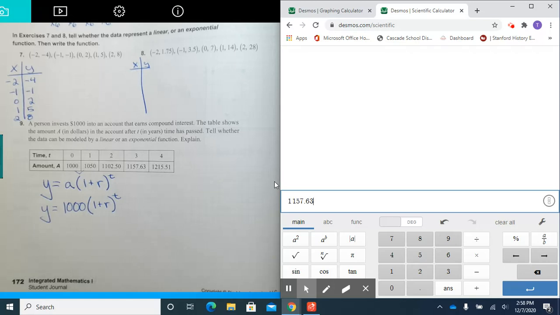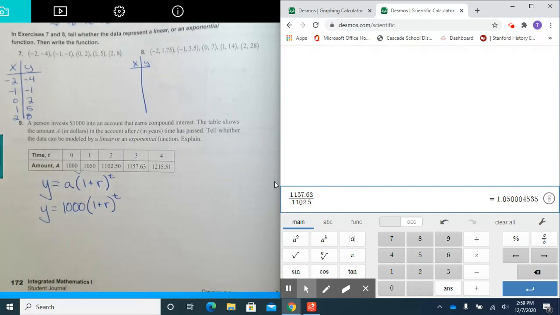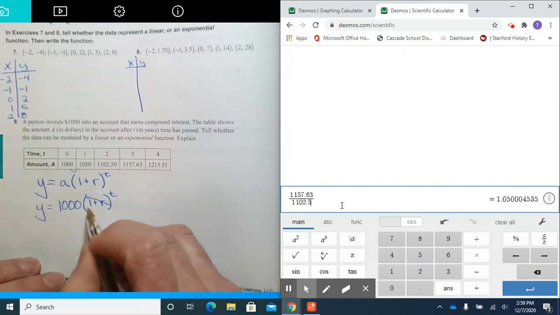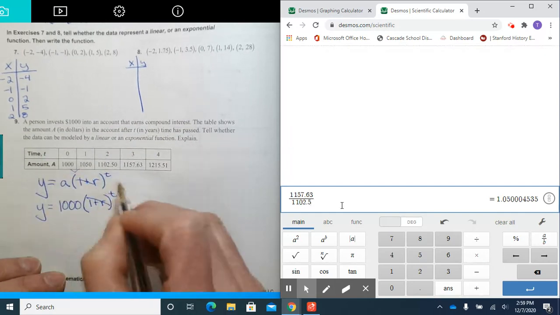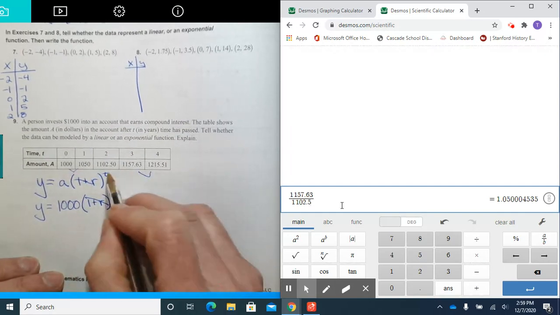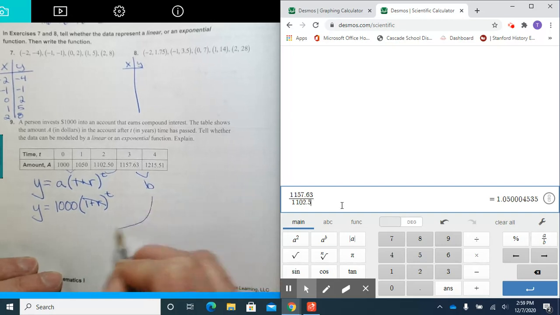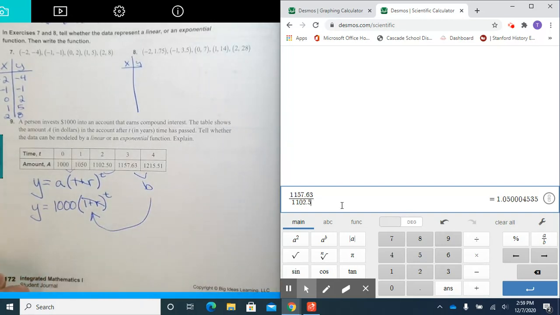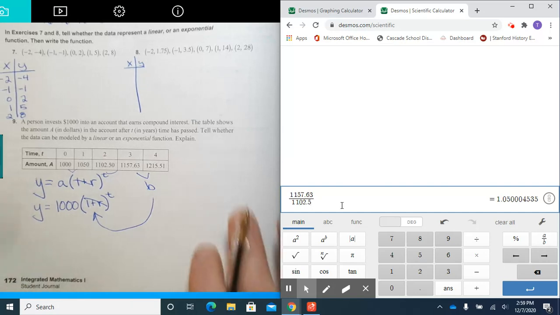1157.63 divided by 1102.5. That's not quite the same. Actually, that's pretty darn close. I think I was off by 1,000th. So you're having a similar rate of change. So it's actually giving you your B value in there. So go ahead and do this and find your B value. Put your B value right into there. And then you'll have your equation.